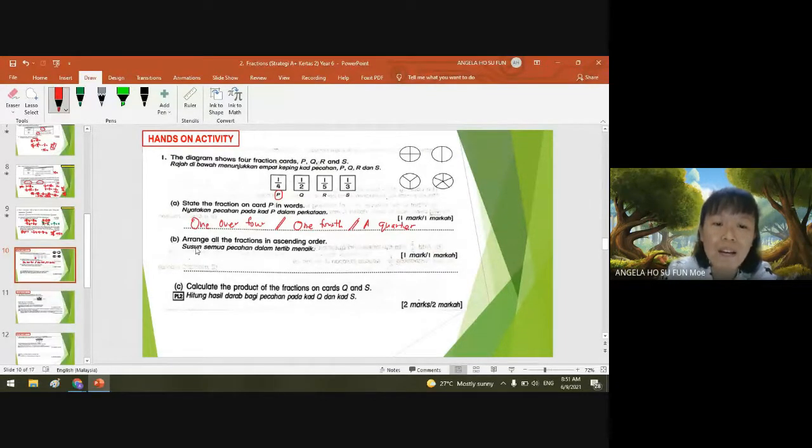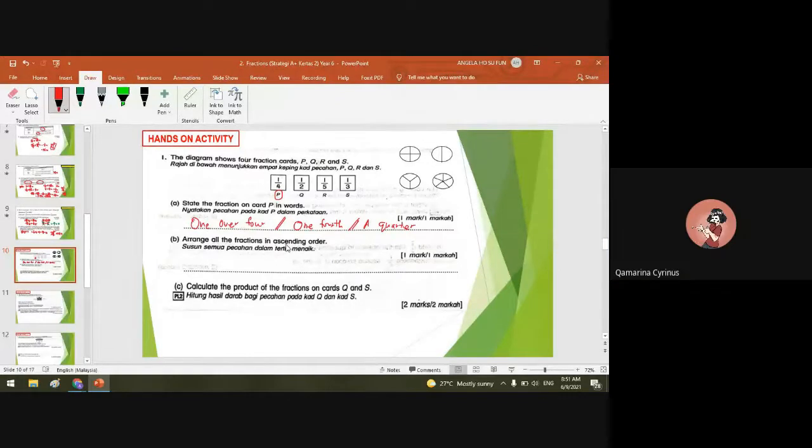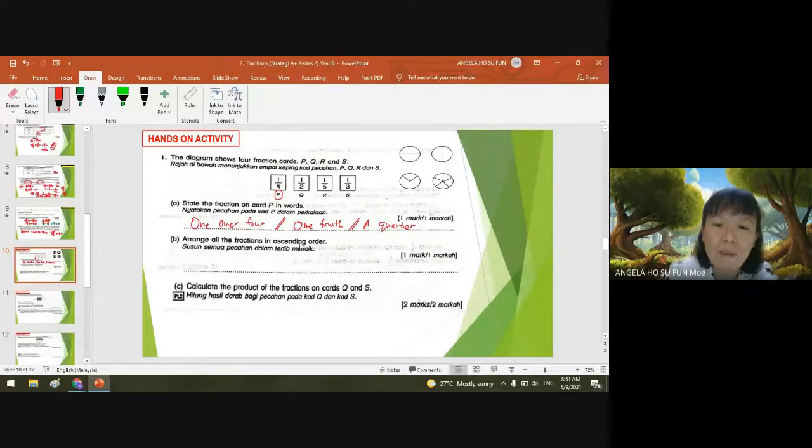Okay, B. Arrange all the fractions in ascending order. Ascending order means from small to big, from the smallest value to the biggest value. Teacher purposely put this here for you to see. This is 1/4. This is 4 parts. This is 3 parts. This is 2 parts. And this is 5 parts.